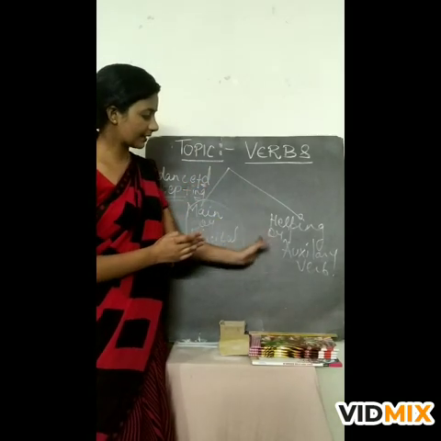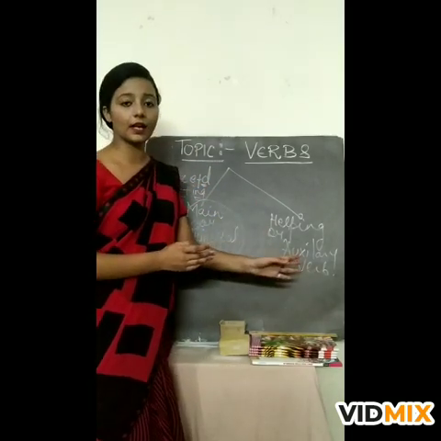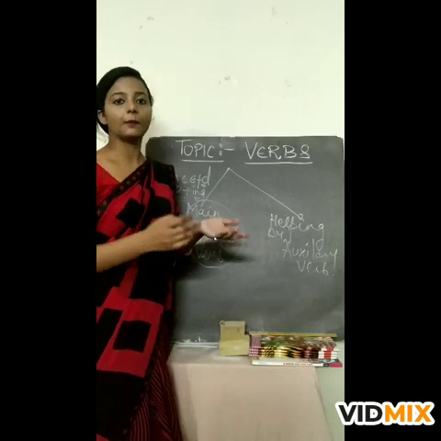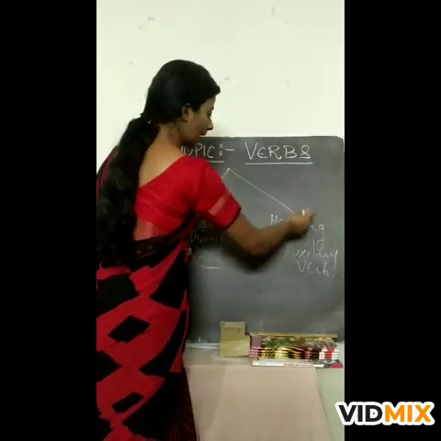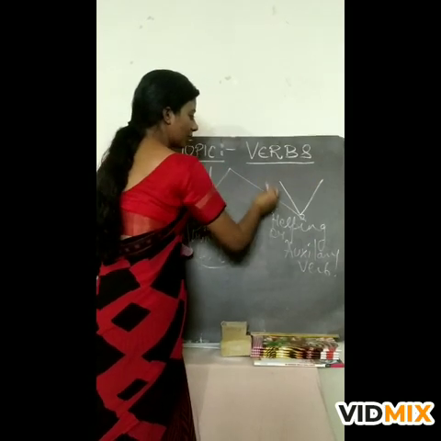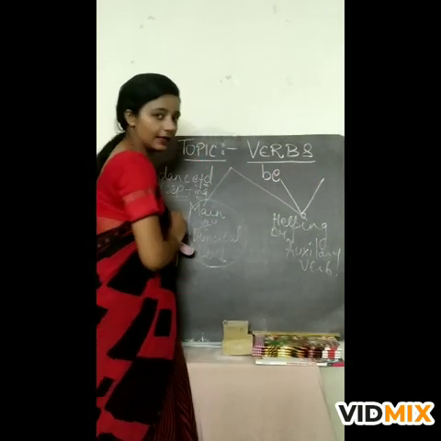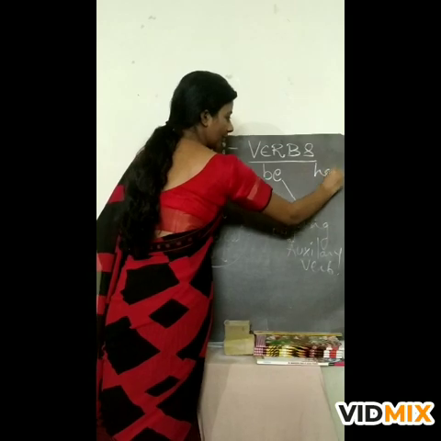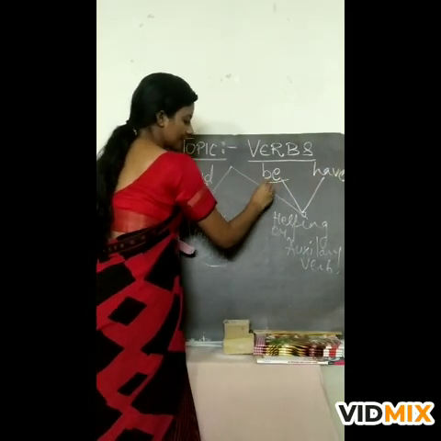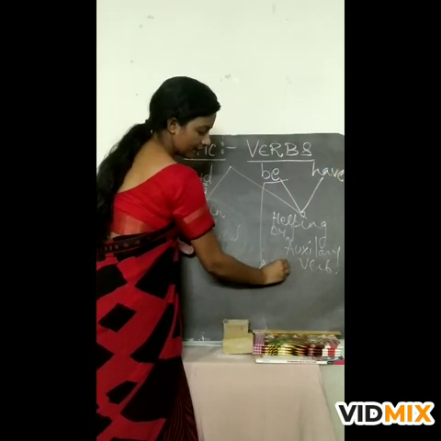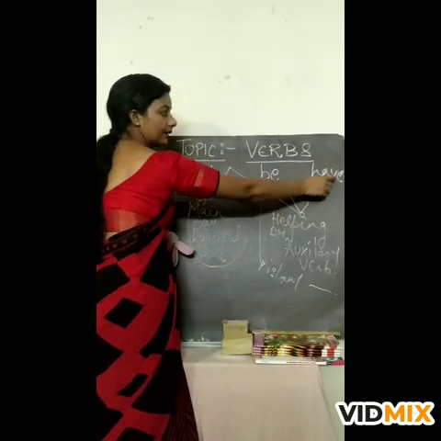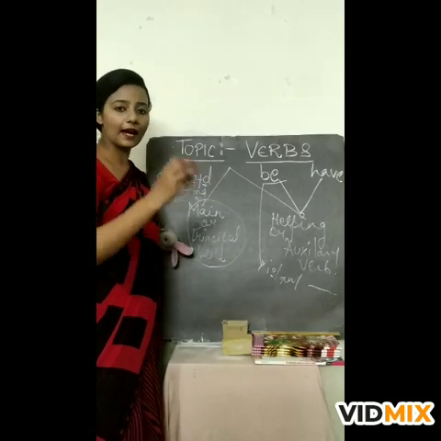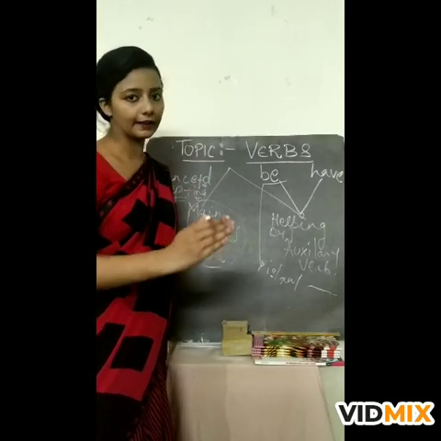Okay, and next is the helping verbs. Helping verbs are, for example, is, am, are, was, were, has, have. They are also categorized into two categories. One is the be and second is have. Under the be it comes is, am, are, was, were, and so on. And in the have category it comes has, have, or had.